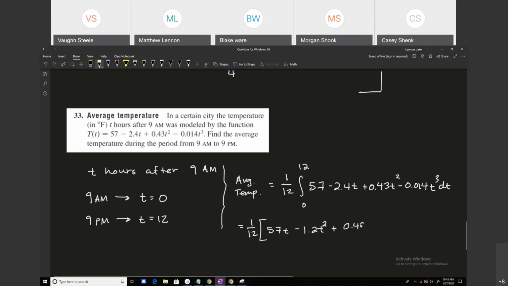0.43 over 3 is probably not so nice. So I'm going to leave it like that, and same with the last one, 0.014 t to the fourth over 4.